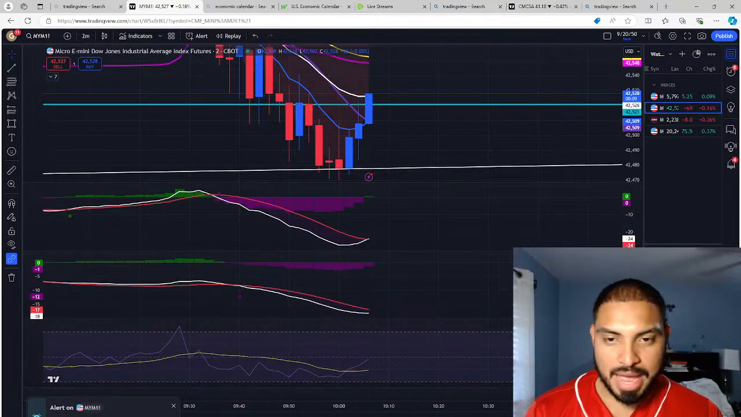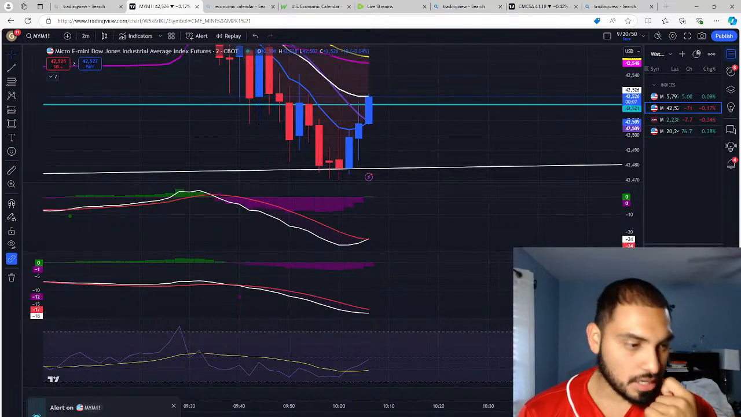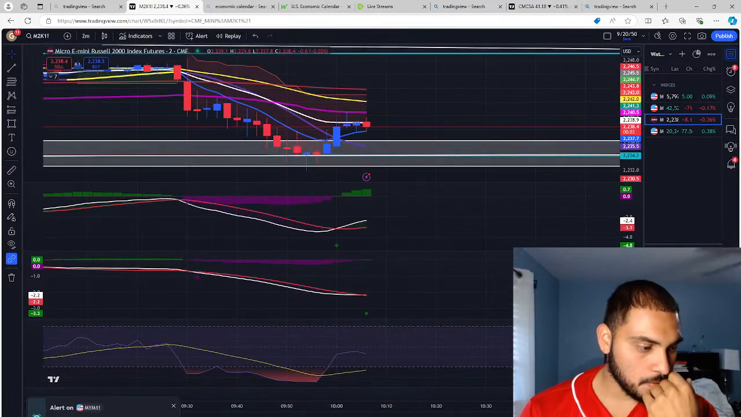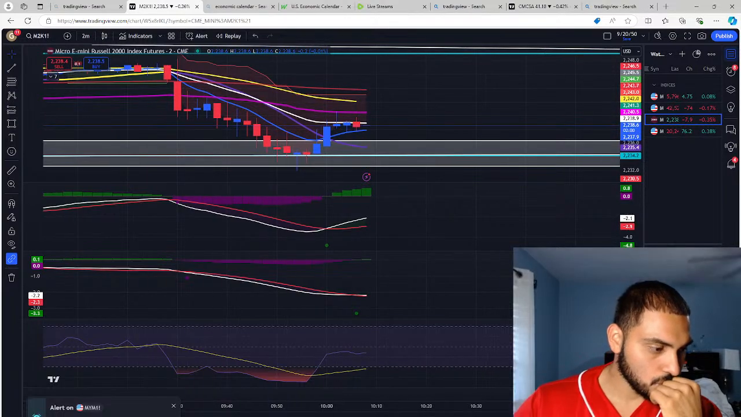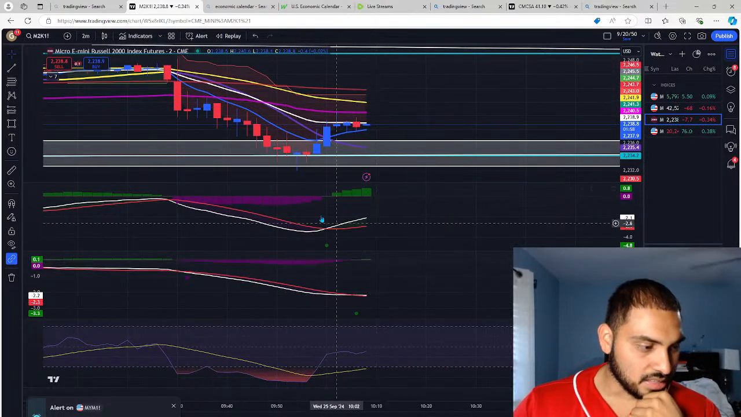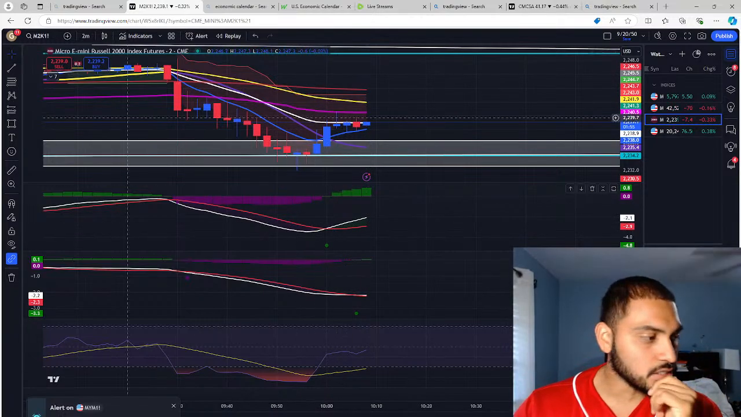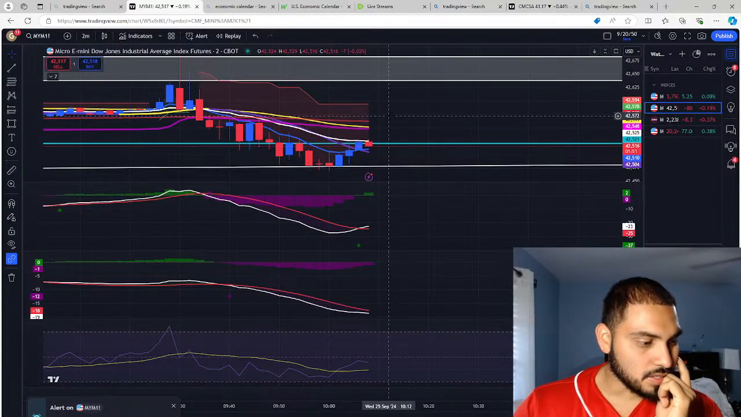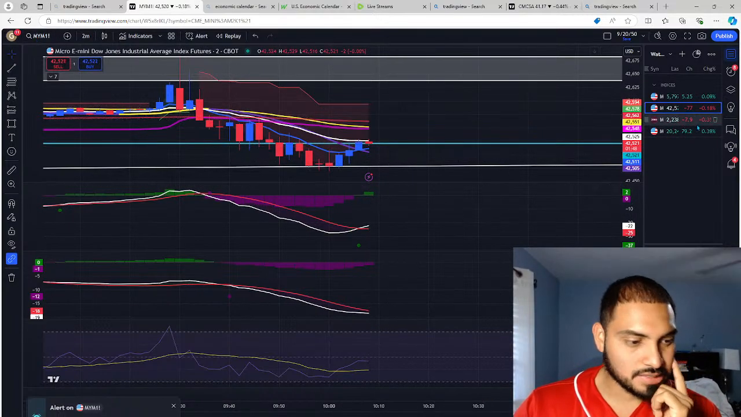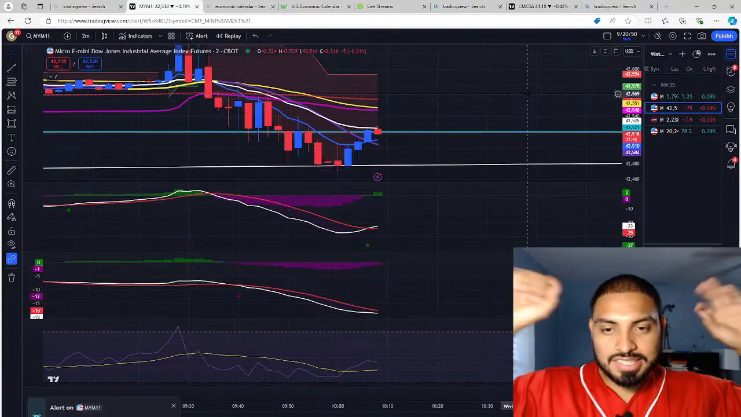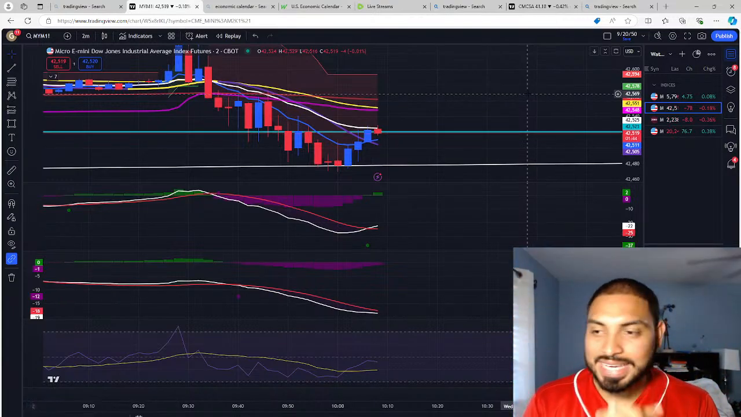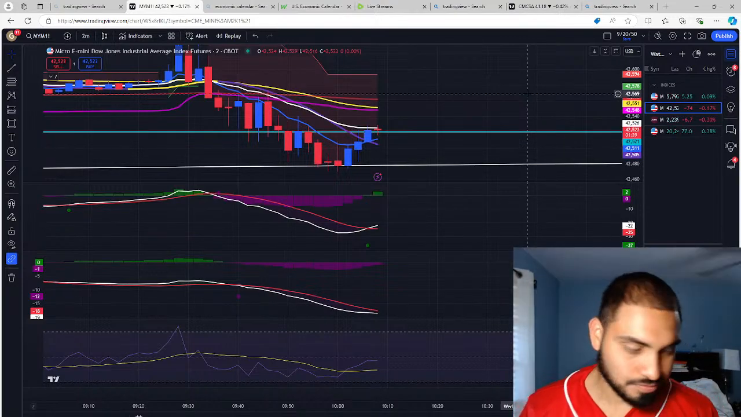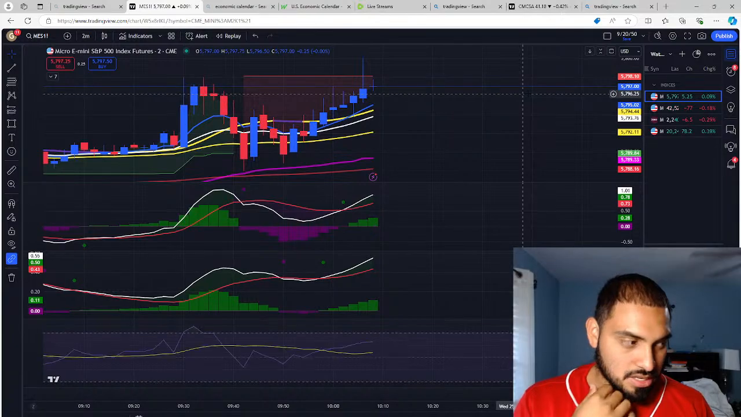So we have that MACD crossing. That's not good. Let's look at the Russell. Big MACD cross. Not good. Let's come back to the Dow Jones. Cross, cross. Not good. Okay. So the Dow Jones and the Russell are doing the exact same thing. Can't trade it.